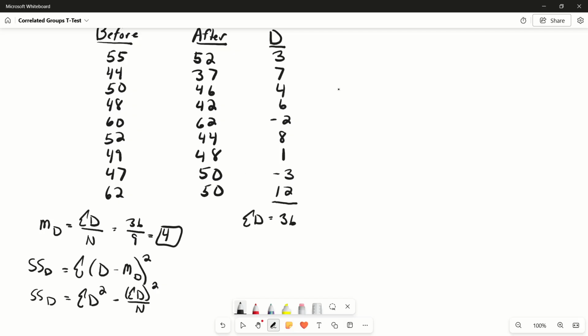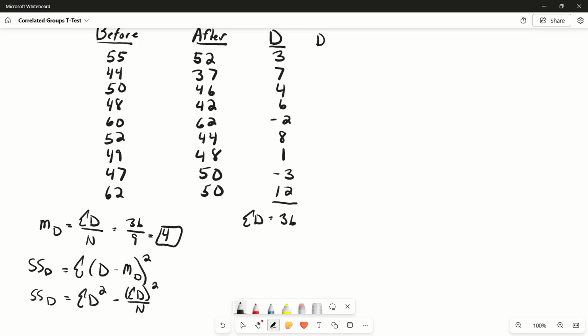So I'm going to make a d squared column. But if you want to do it the first way and you're comfortable using negatives and subtracting negatives and all that stuff, you could do it that way. But I find that there are some students that just screw up the negatives. So it's probably better to do it the second way.